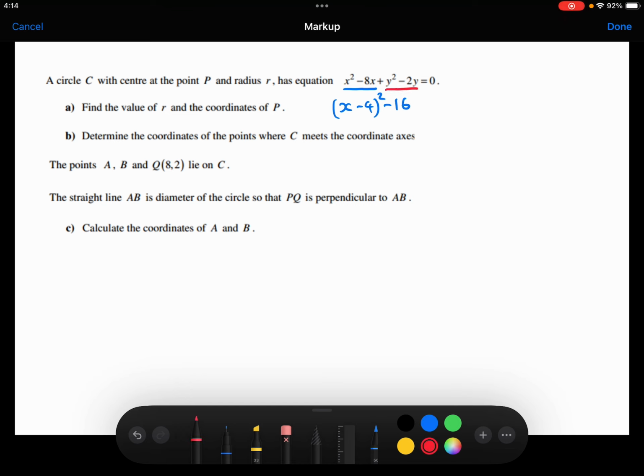I'm then going to complete the square on the y terms. So I'm going to halve the minus 2 and take away the 1 squared.